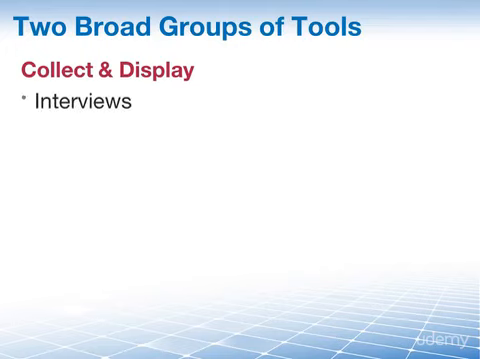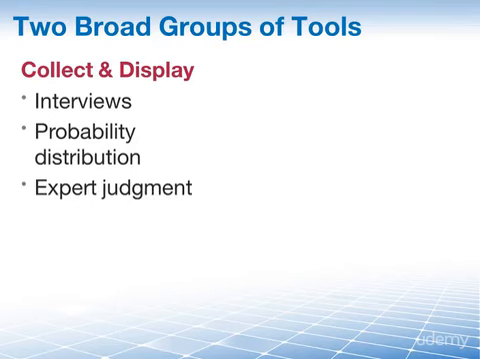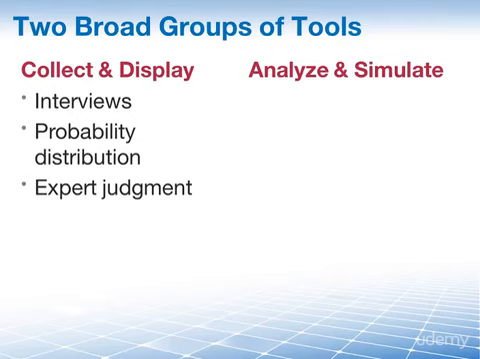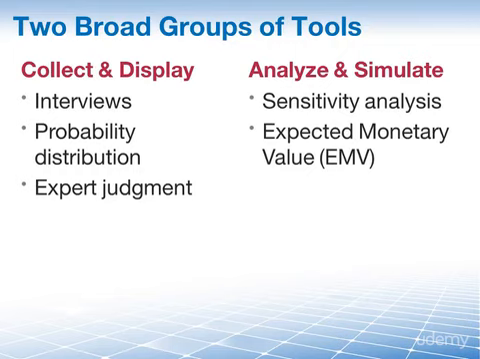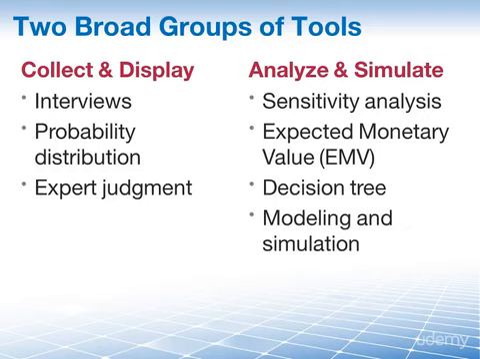They are interviewing, probability distribution, and expert judgment. And the second group are those techniques that allow you to do modeling and analysis of your risk data. There are 4 techniques that we know under this name, which is perform quantitative risk analysis and modeling techniques. And these 4 are the sensitivity analysis, the expected monetary value analysis, the decision tree analysis, as well as modeling and simulation techniques, and expert judgment.